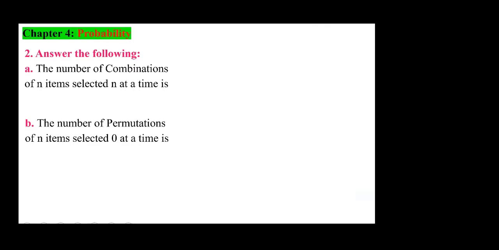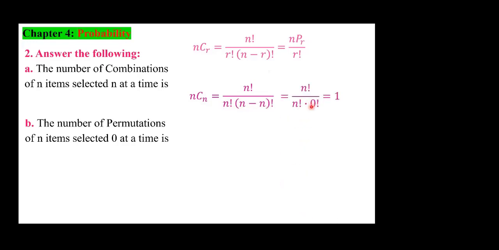We want to answer the following question: the number of combinations of n items selected n at a time. We use the following formula: n factorial over r factorial times n minus r factorial. We're looking at combination, and so in this case, both n and r are n. And we go through that. This n minus n factorial is 0 factorial, which is equal to 1. So this is equal to 1. They cancel each other. We end up with 1.